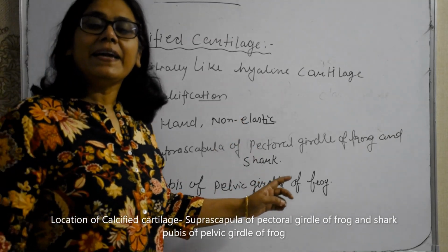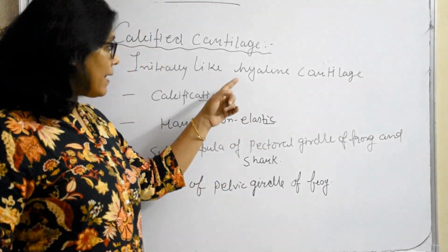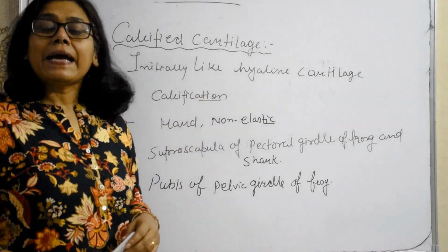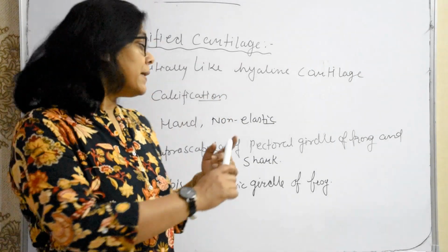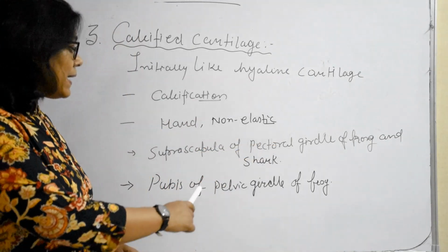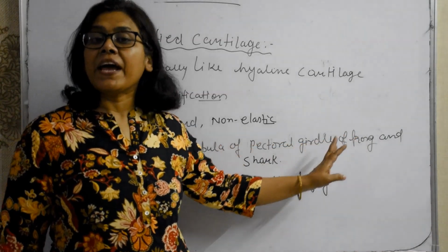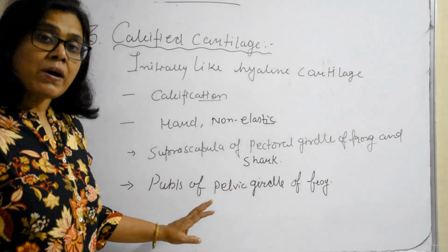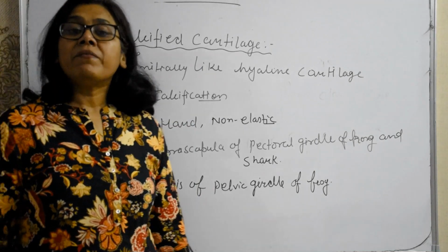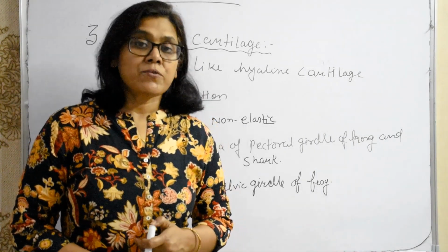The third type of cartilage is calcified cartilage. Initially it is just like hyaline cartilage. Later calcification occurs and it becomes hard and non-elastic. This type of cartilage occurs in the suprascapula of the pectoral girdle of frog and shark. This also occurs in the pubis of the pelvic girdle of frog. So this was all about the different types of cartilage.